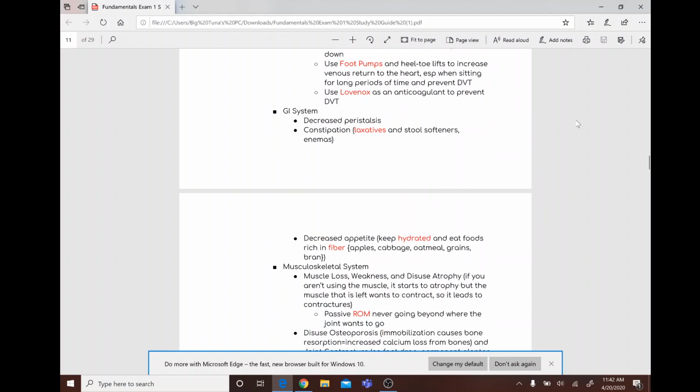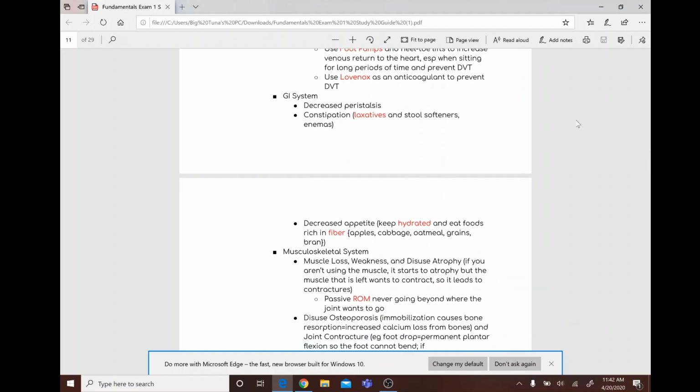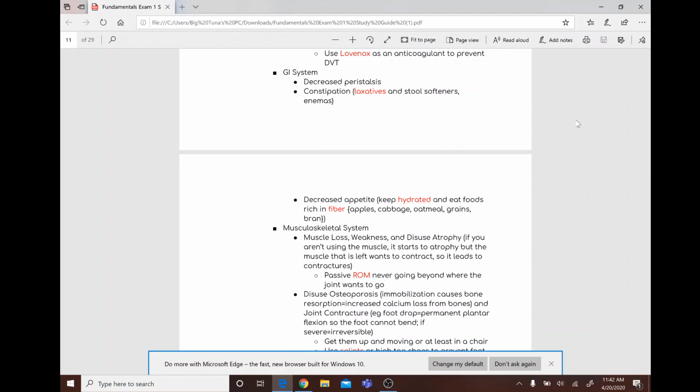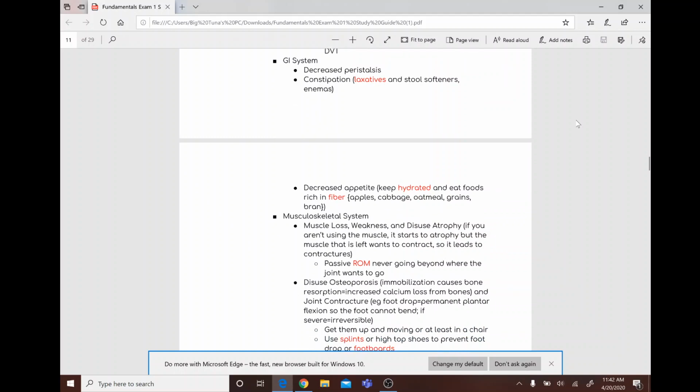How are we going to deal with constipation? Laxatives, stool softeners, and enemas. How are we going to deal with decreased appetite? Stay hydrated, eat foods rich in fiber.